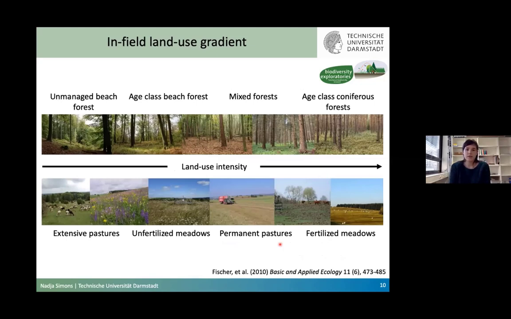The 50 forest and 50 grassland plots covered a typical range of management type and intensity within each of the three regions. In grasslands, this gradient ranges from extensive pastures that are grazed once in a year by sheep or goat, over unfertilized meadows, permanent pastures, to fertilized meadows which are mown up to 3 or 4 times per year.